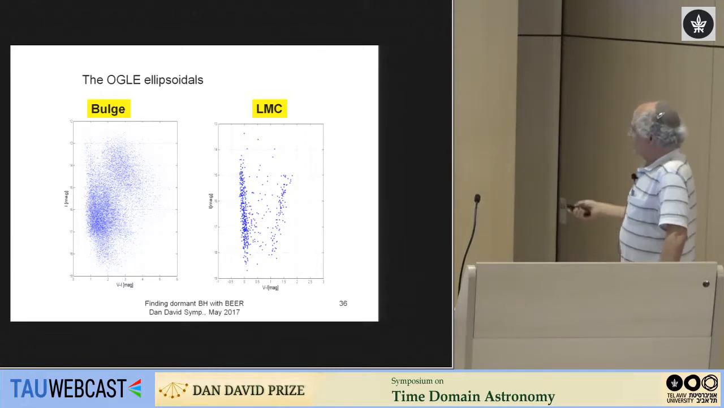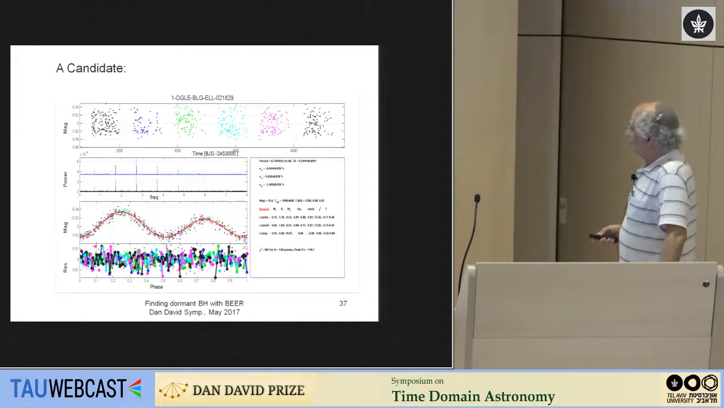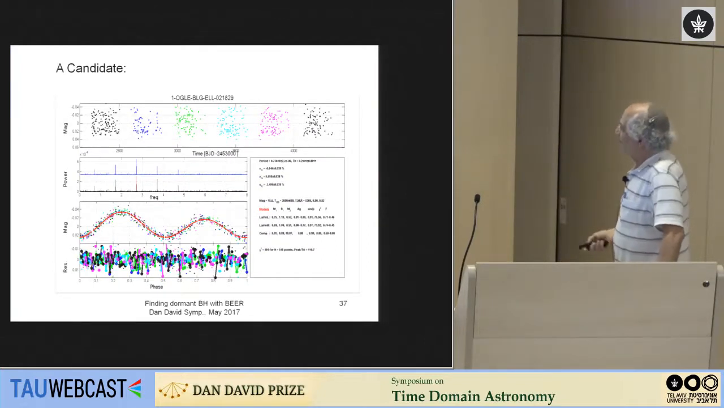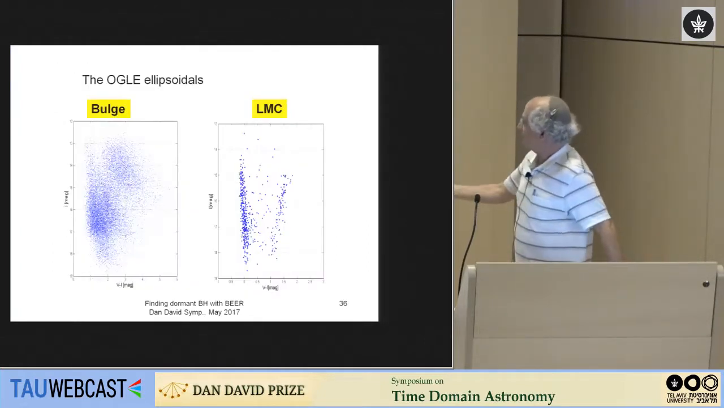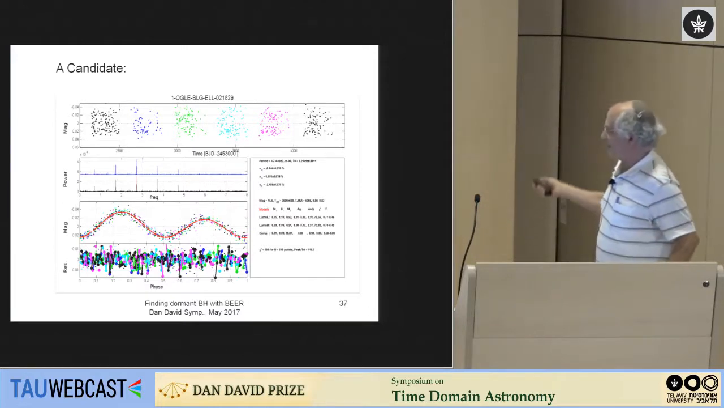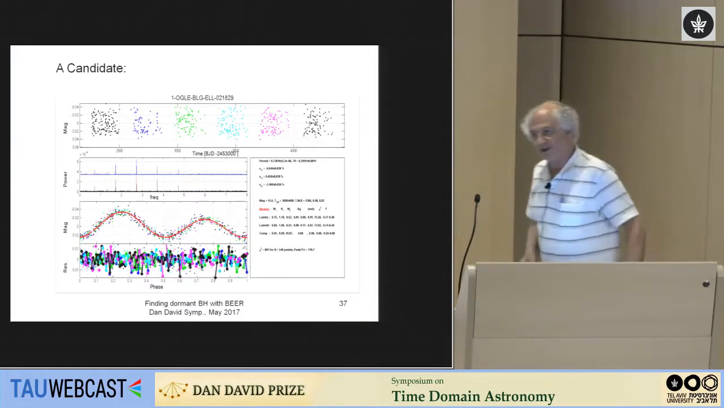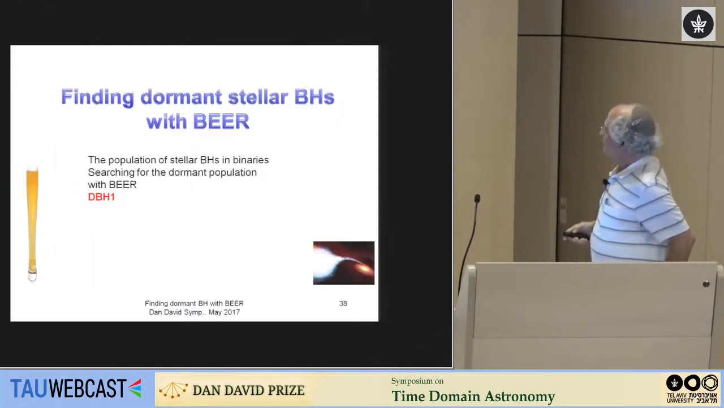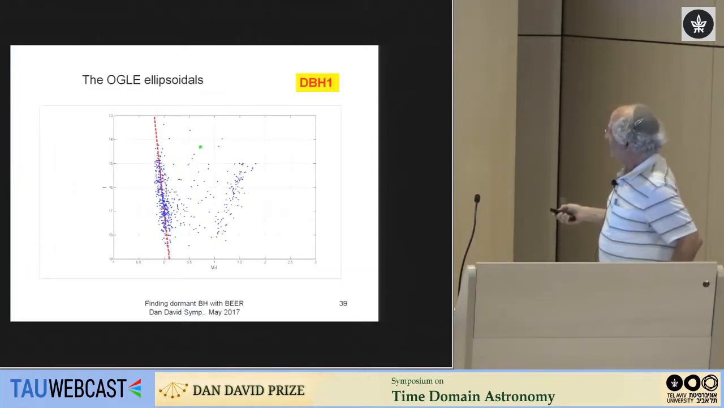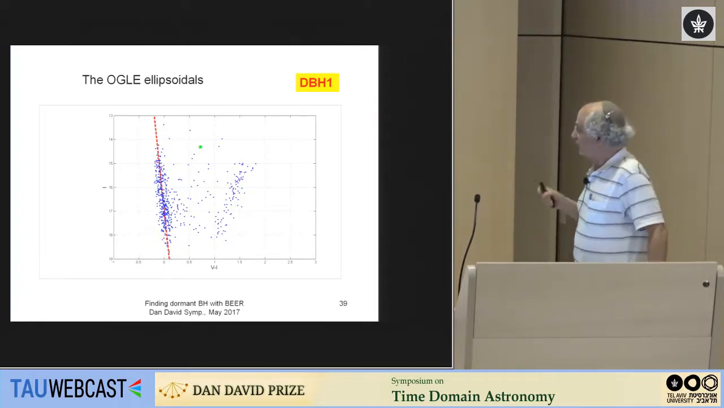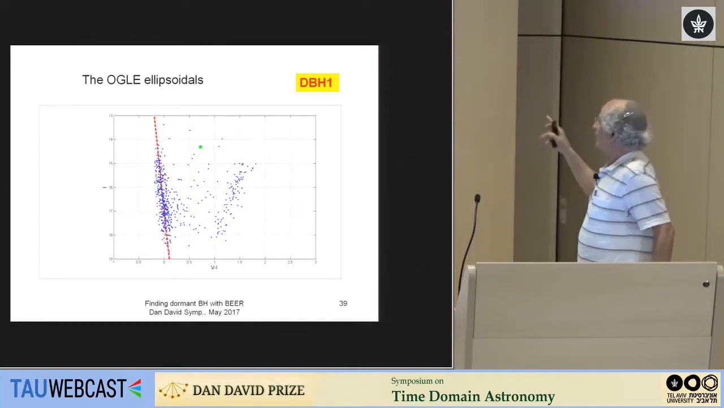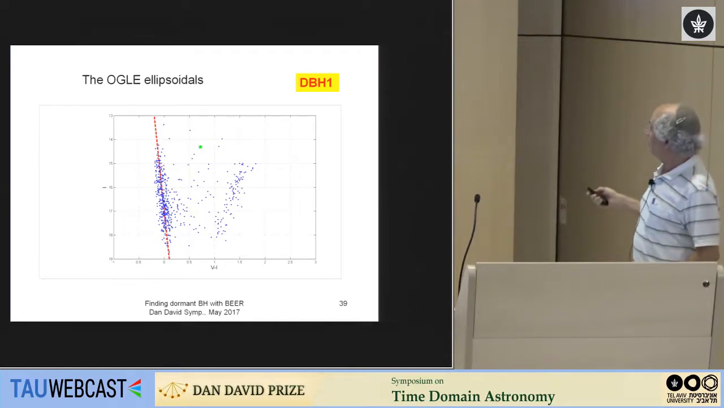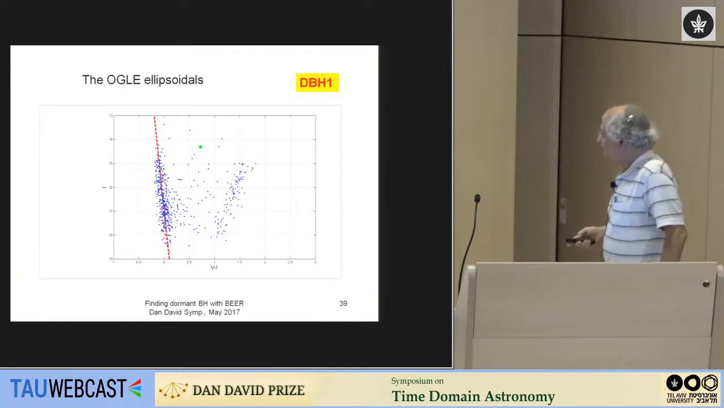So this is the color magnitude diagram of those. And here is one of them that we analyzed from the bulge. This is our type of analysis. I won't go into the details, but this turned out not to be a good candidate. But this one here, hope you see that, turned out to be a very good candidate, and in fact, not only a candidate, but a black hole that I call the Dormant Black Hole 1, DBH1.